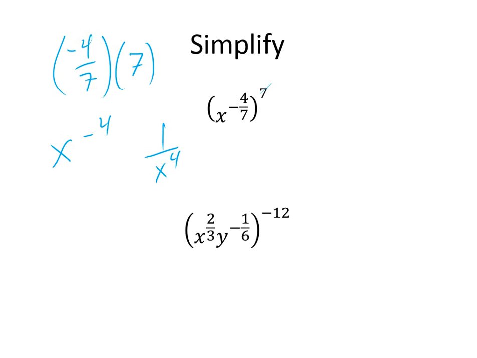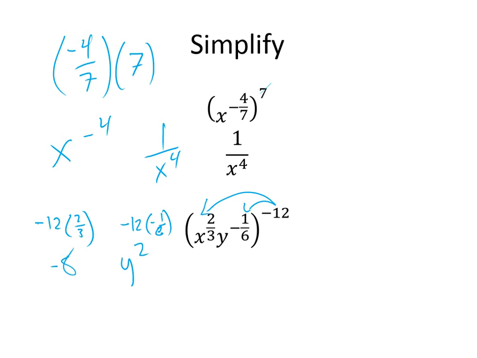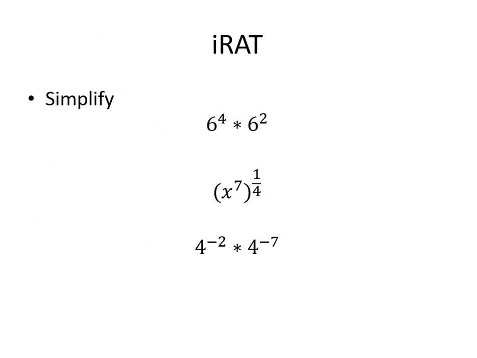All right, this one we're going to take the negative 2 and multiply it to both parts, which would be negative 12 times 2/3, which would be a negative 8. And we would have a negative 12 times a negative 1/6, which would be 2. So it looks like we have y squared and x to the negative 8, which would be y squared over 3x to the 8th. Okay? So again, it's just taking your time, making sure what you're doing.